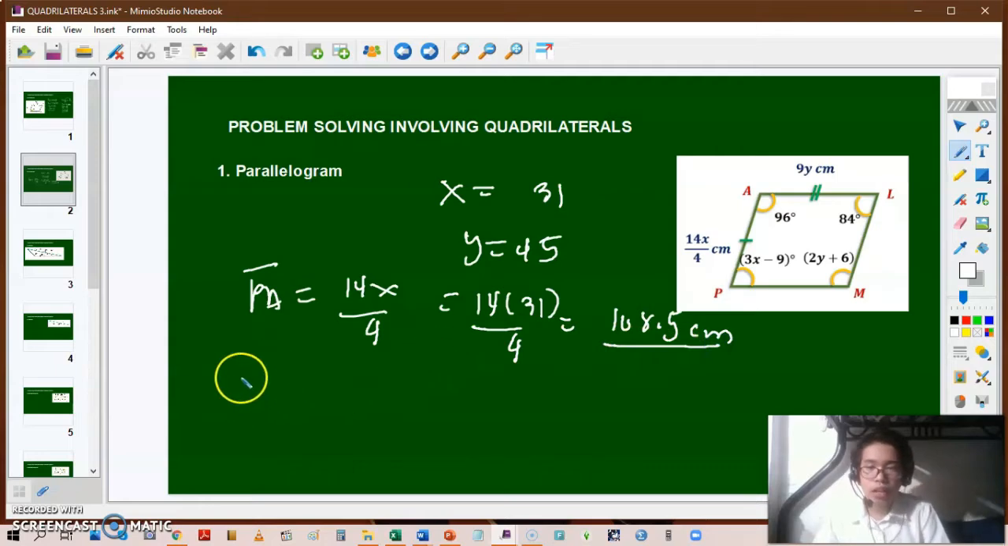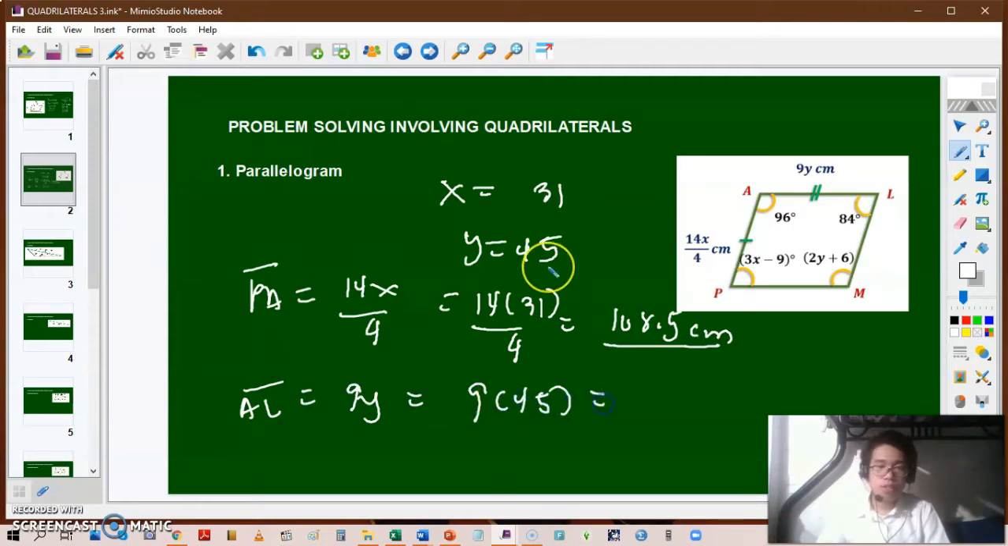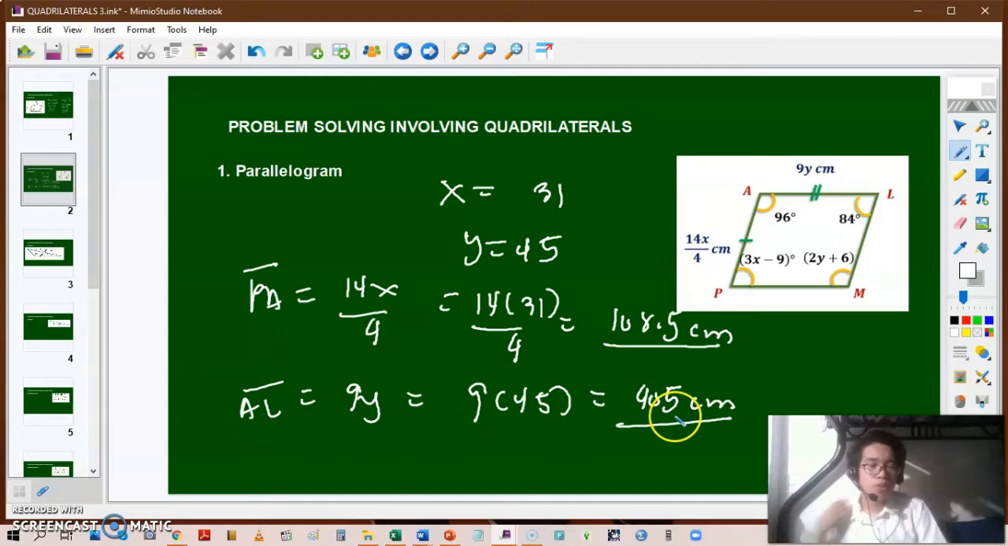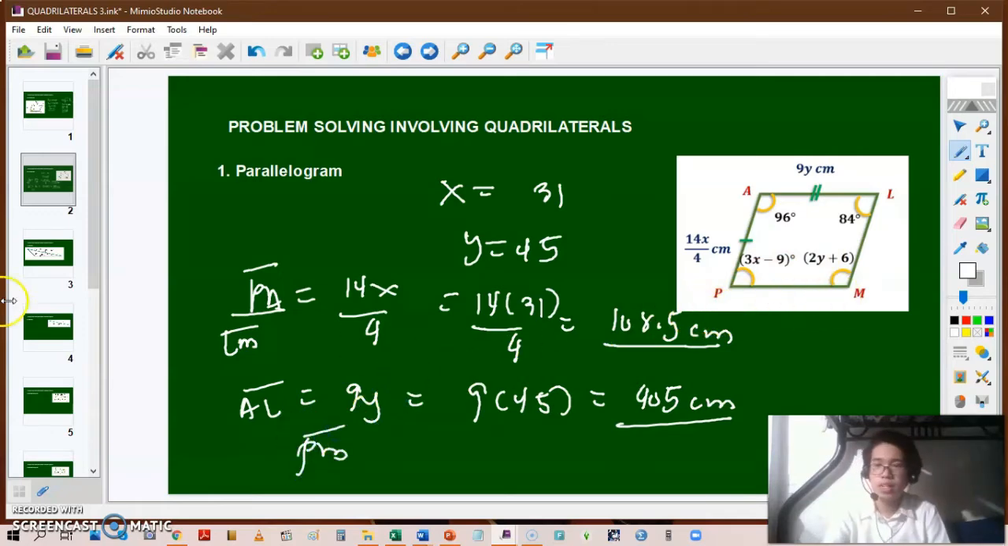How about AL? AL is equal to 9y, and we just simply multiply 9 by 45. 9 times 45 is 405 centimeters. So we found the measurements of side PA and side AL. If you want to find the measurement of side LM, it's congruent to side PA, so it's just going to be the same as side PA. And also for side PM, it's just going to be the same as side AL. Very easy.